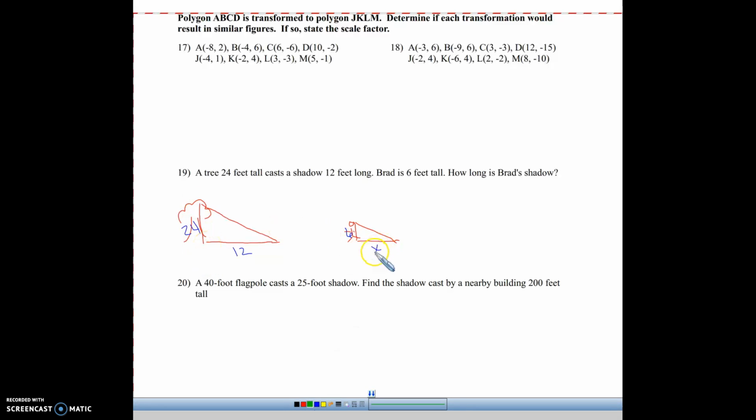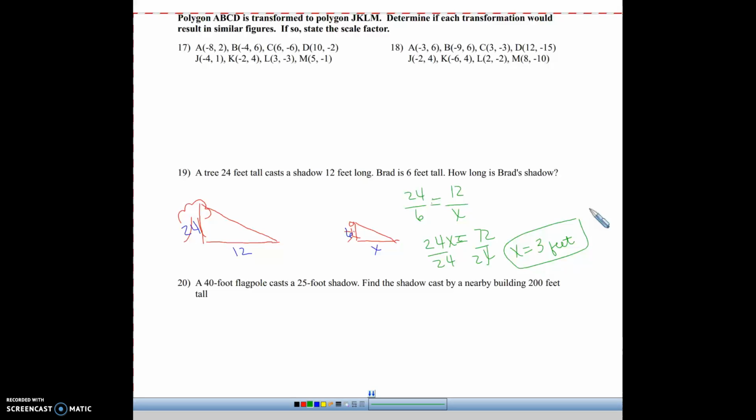So how are we going to find X? We're going to set up a proportion. 24 over 6 equals 12 over X. So 24X is going to equal 72. We're going to divide by 24. And that gives us that Brad's shadow. If you divide, X is 3, so his shadow is 3 feet.